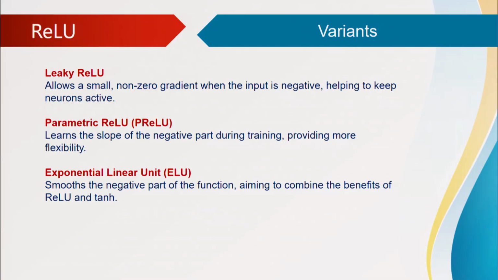The next one is the parametric ReLU, depicted as PReLU, and here it learns the slope of the negative part during the training process, which provides more flexibility in getting the output. The last one is the exponential linear unit. Here it smoothens the negative part of the function, which helps us combine the benefits of both ReLU and tanh. So, these are the different variants of ReLU activation functions.